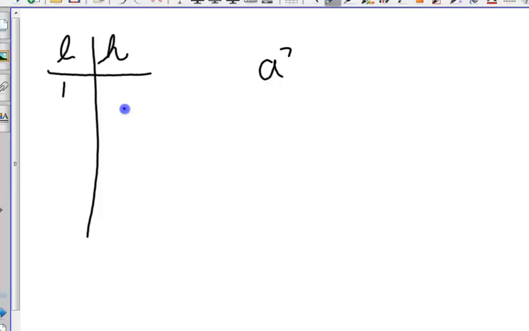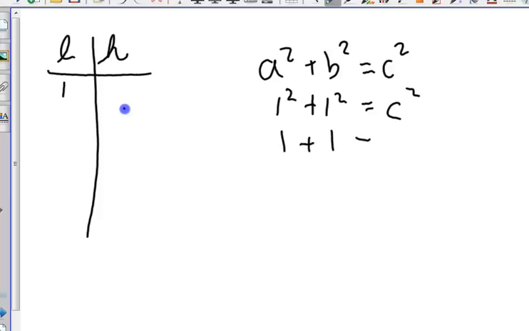A squared plus b squared equals c squared. The Pythagorean theorem will help us find the missing side. So a and b, remember, are the legs, and c is the hypotenuse. What are both of our legs? 1. So 1 squared plus 1 squared equals c squared. And 1 squared is 1. So 1 plus 1 equals c squared.